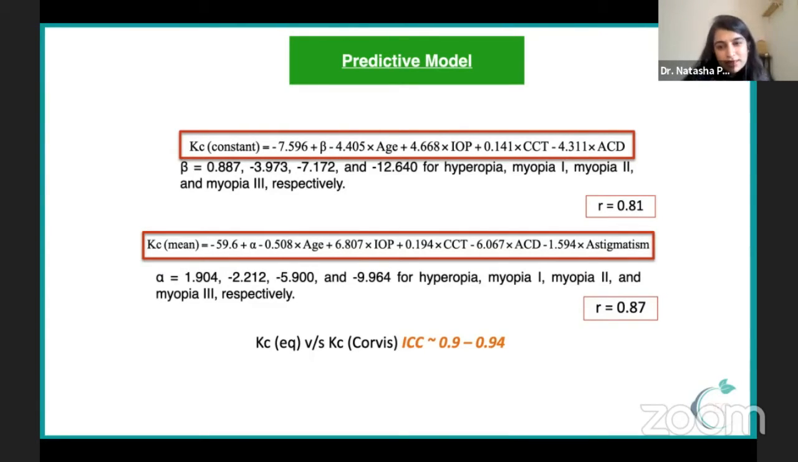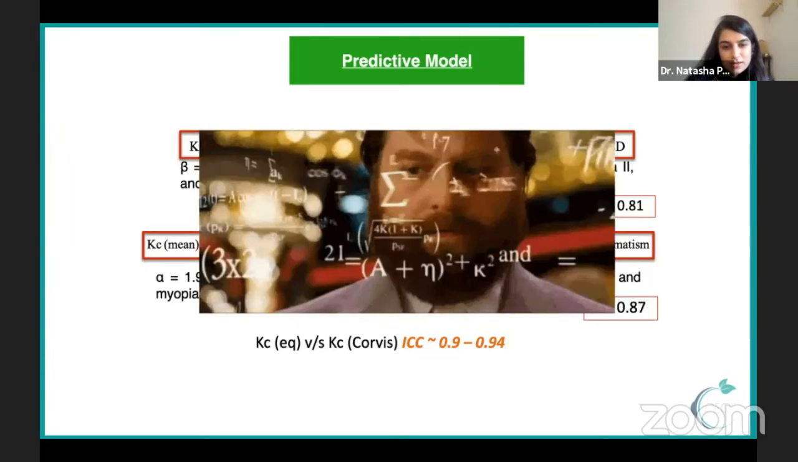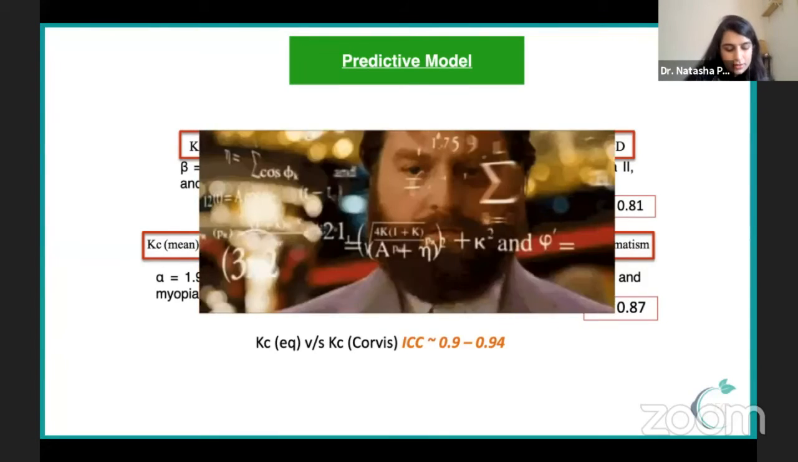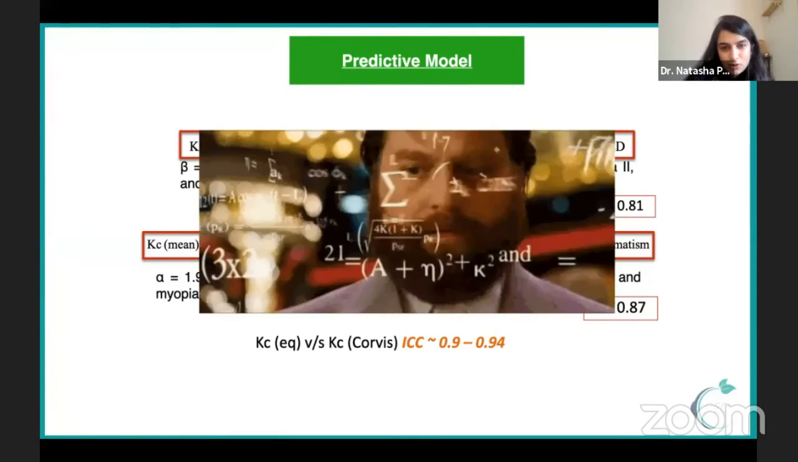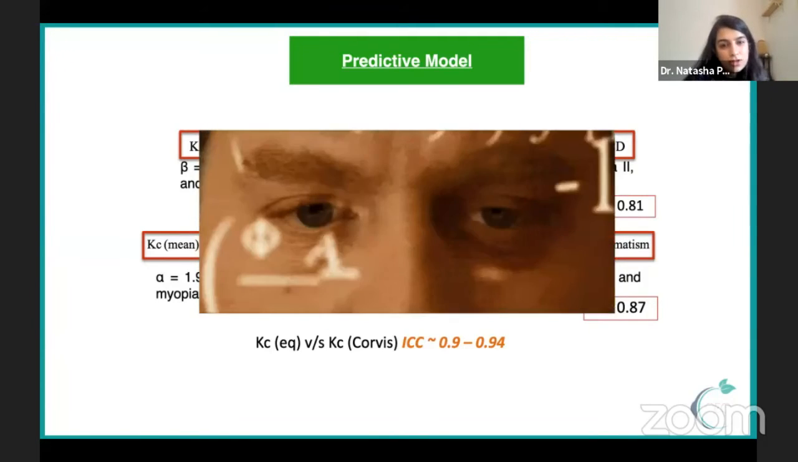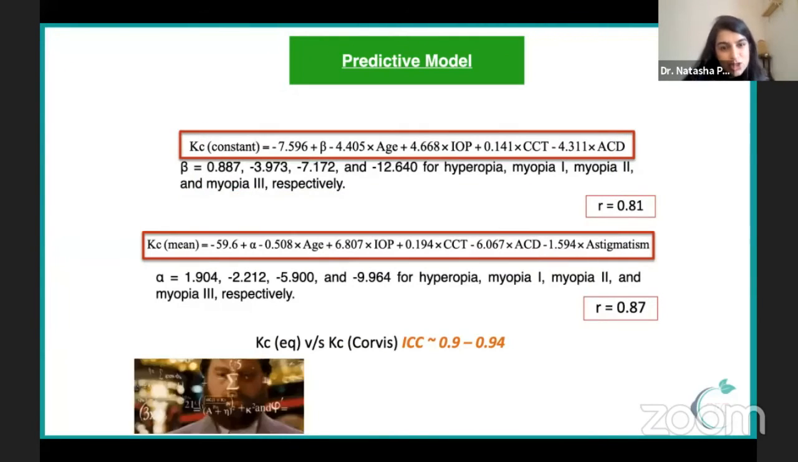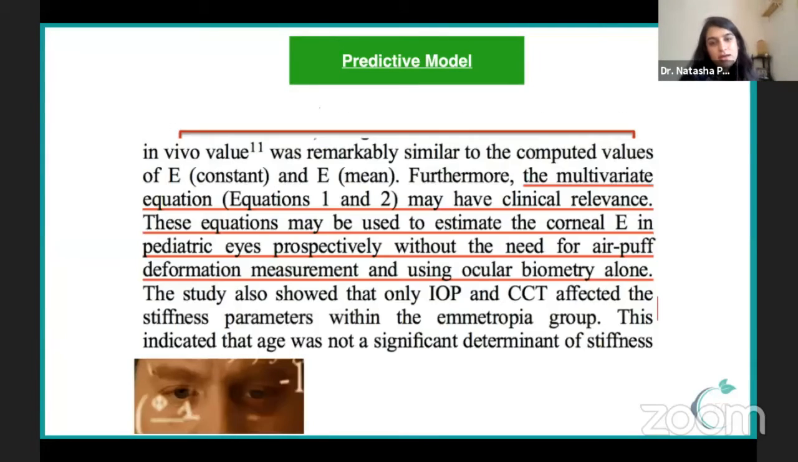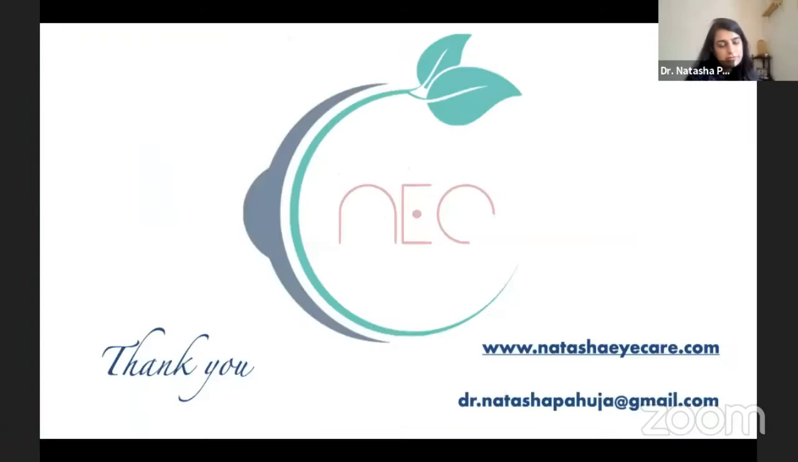So essentially with this formula, they let us know if the cornea is weaker without the need of having Corvis ST or having ORA, simply by measuring the ocular biometry. So essentially just by measuring the axial length of these patients, we will be able to determine if the patient's cornea is weaker or is stronger and can be considered for refractive surgery or not.